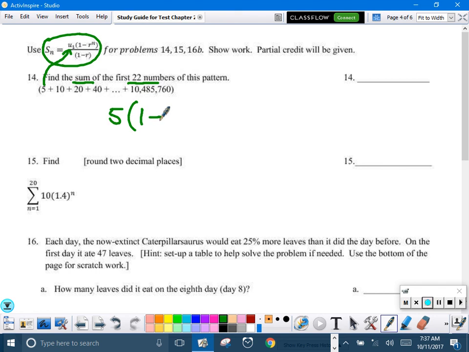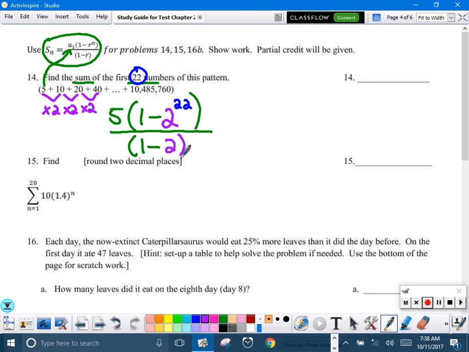Okay, now, what is r? All right, well, we have to figure that out. So, again, it's geometric. So what are we doing each time? Okay, 5 to 10, 10 to 20, 20 to 40. I believe we are multiplying by 2, folks. So the r is a 2. The n is the how many? 22. We close it all over, then the 1 again minus the 2, close it.